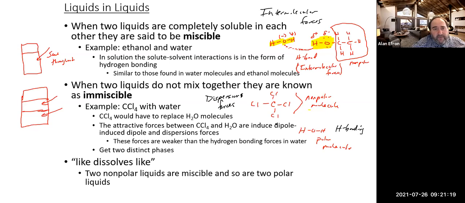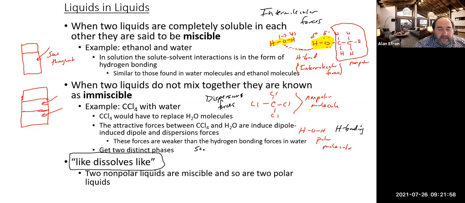And this brings up a really important idea when we talk about the solubility of things in each other. It's the idea you hear a lot, that people say like dissolves like. What that really means is things that have similar intermolecular forces, or similar ways of interacting with each other, will be soluble in each other. Things that do not use similar types of intermolecular forces will not be soluble in each other. And that's really where we get our groups of things that are soluble and guys that are insoluble.